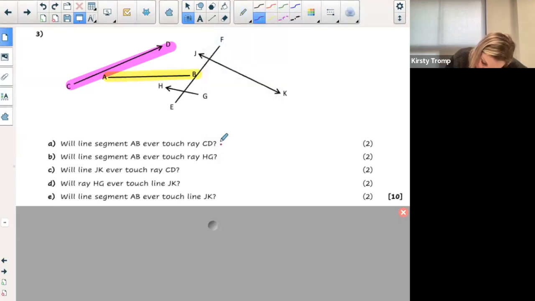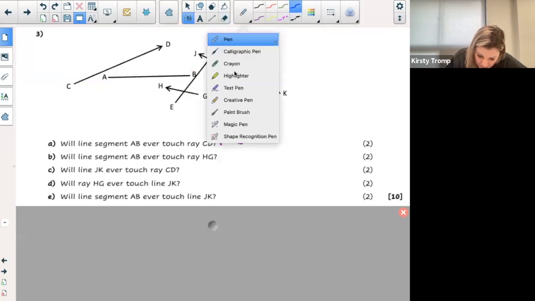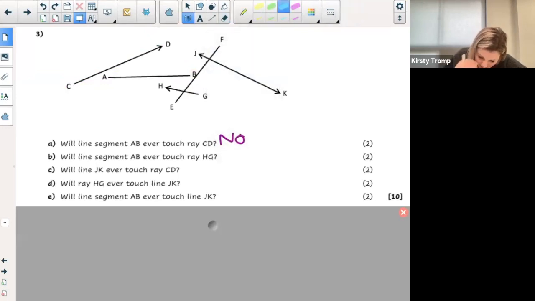Umar, if AB was a ray, would they touch then? Yes. If AB was a ray, then they would touch. But unfortunately, CD is the ray, so they're not going to touch. Awesome. Umar, are you ready to do B? Yes. I'm not putting you under pressure here, okay?